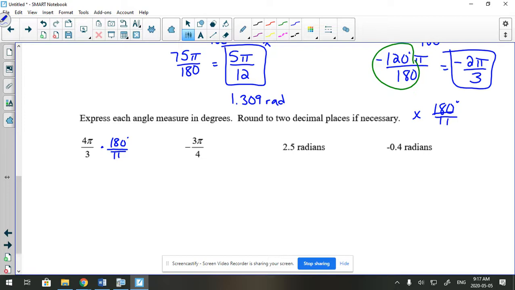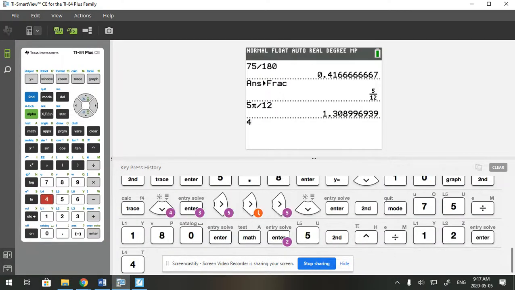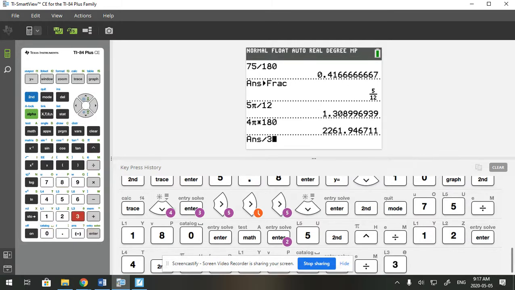So I'm going to have 4 pi times 180 divided by 3 pi. If you notice, what's really going to happen is the pi's cancel out. So you basically have 4 times 180 divided by 3. You can type it in either way. So let's do the full way. We'll go 4 pi times 180. And I'm going to divide that by 3 pi.